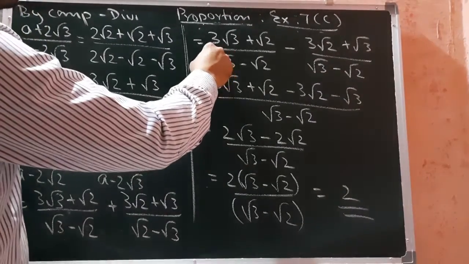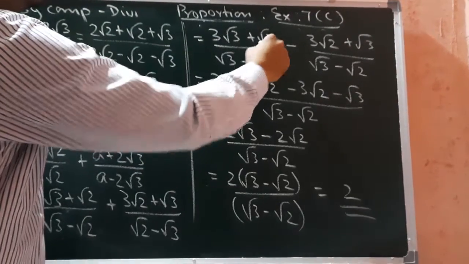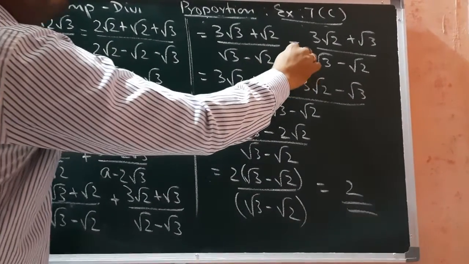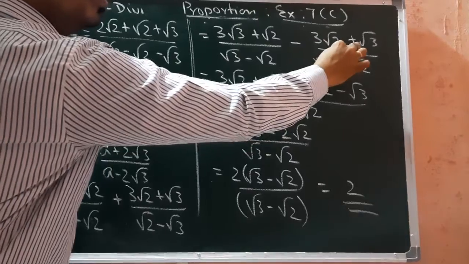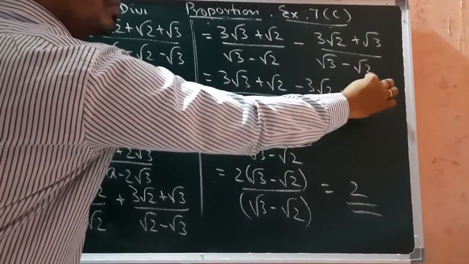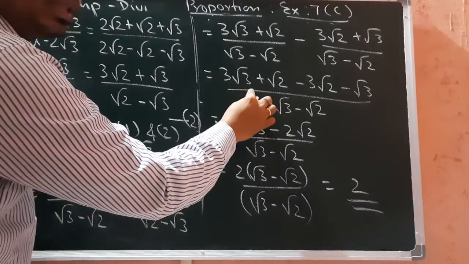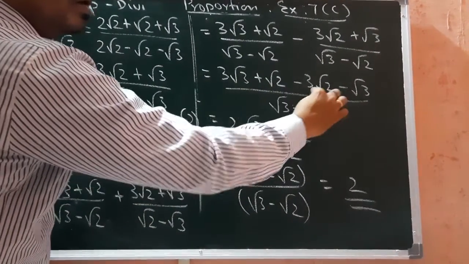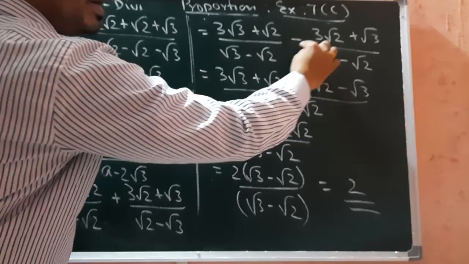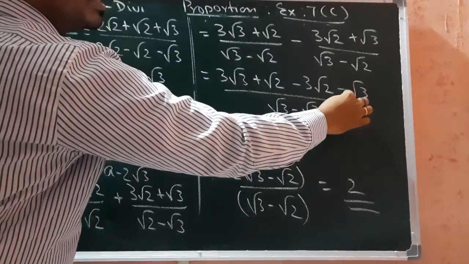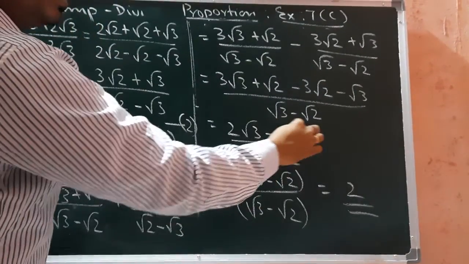If you are multiplying by minus, the denominator will become the same. So what happens now? (3√3 + √2)/(√3 − √2) minus (3√2 + √3)/(√3 − √2). Denominator becomes same and sign got changed. So 3√3 + √2 − 3√2. This minus will come here also. So plus minus minus √3 upon √3 − √2.